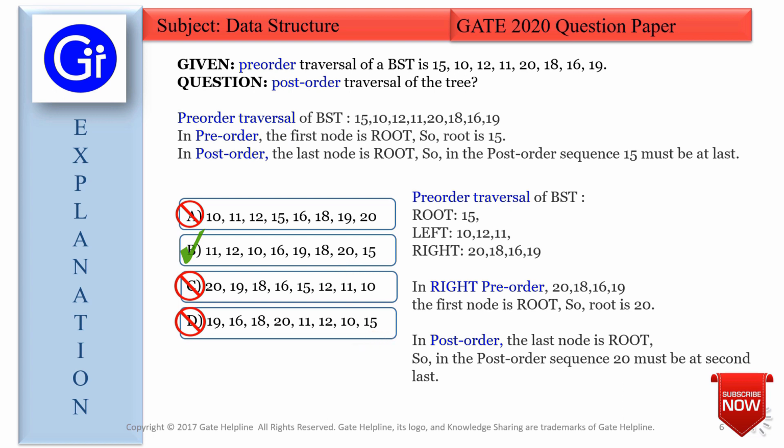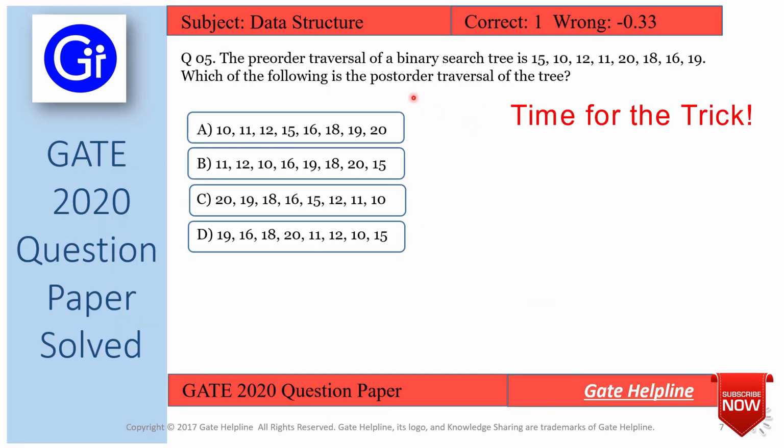So friends, this is the kind of approach you can have in the exam. Now we'll see a quick demo of how you are going to solve this question in the exam in just 5 seconds. Quickly you need to check in the question: point 1, pre-order traversal is given; point 2, it's a binary search tree; point 3, post-order traversal is asked. Then you just need to take the first node, that is 15, and check in the options that it should be at the end.